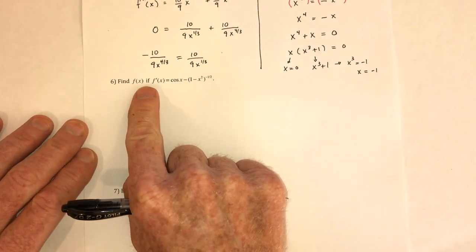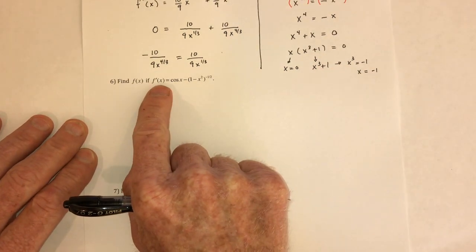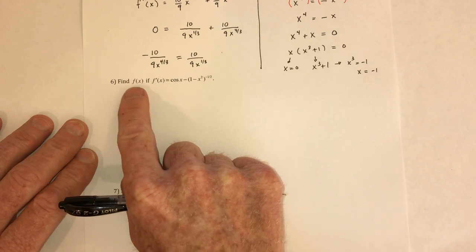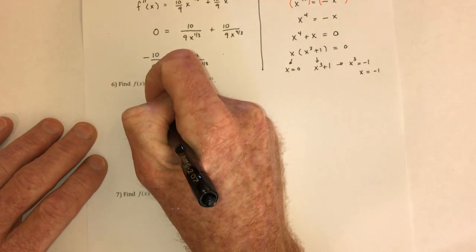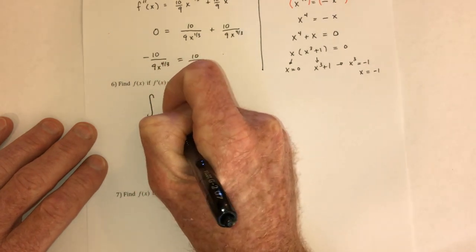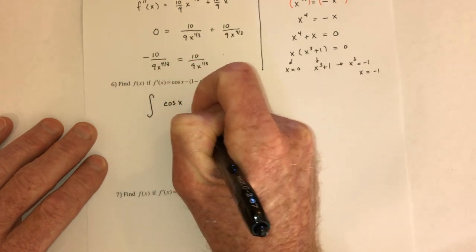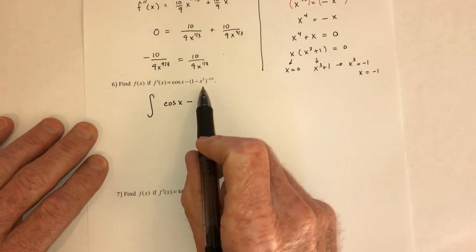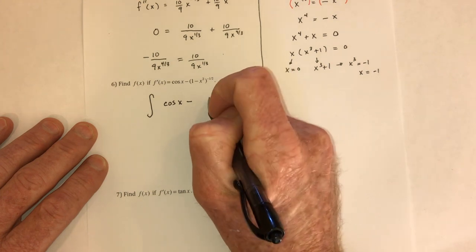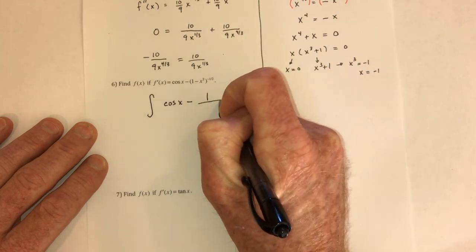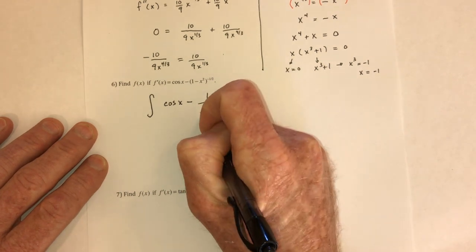So this one is asking for the antiderivative. You're given the derivative, what was the original function? So another way to look at it is, find the antiderivative of cosine of x minus, and then for this one, I'm going to rewrite it getting rid of the negative exponent. That means it's 1 over. And then 1/2 means square root.